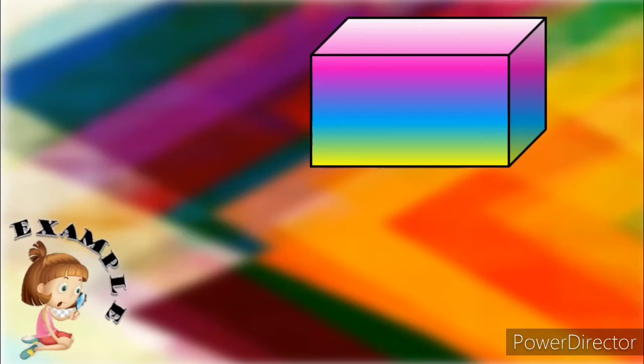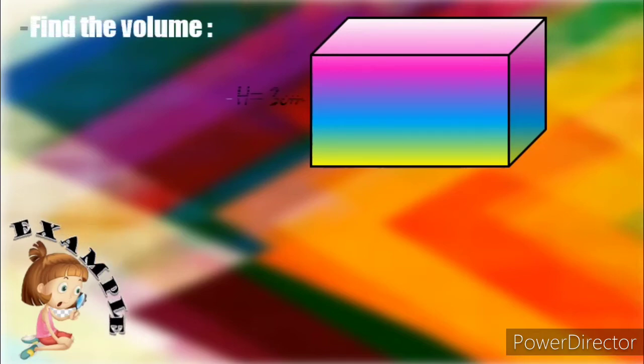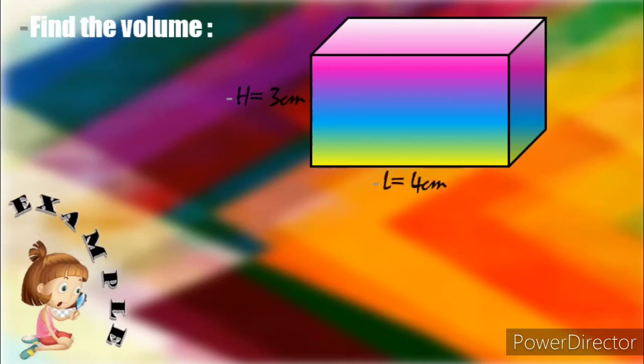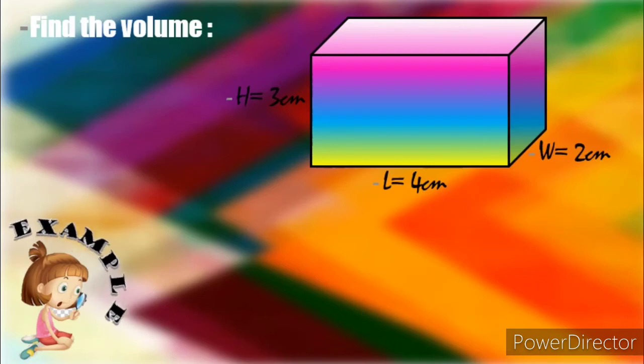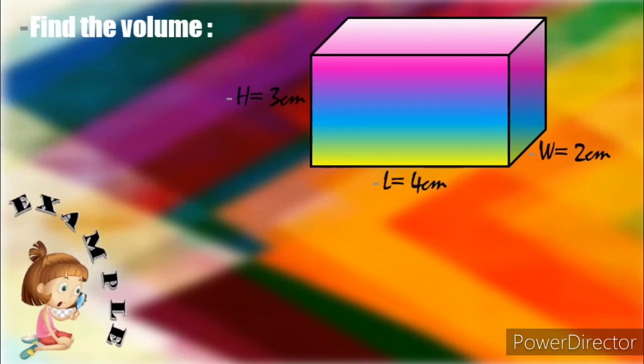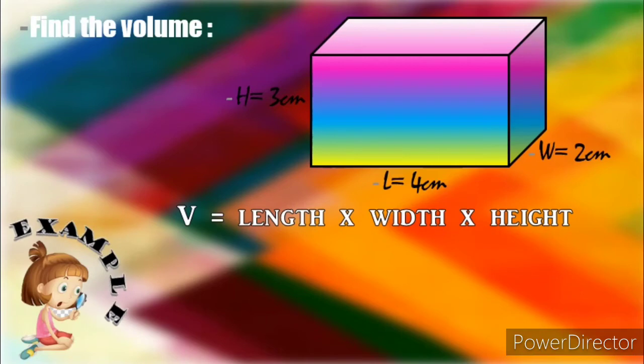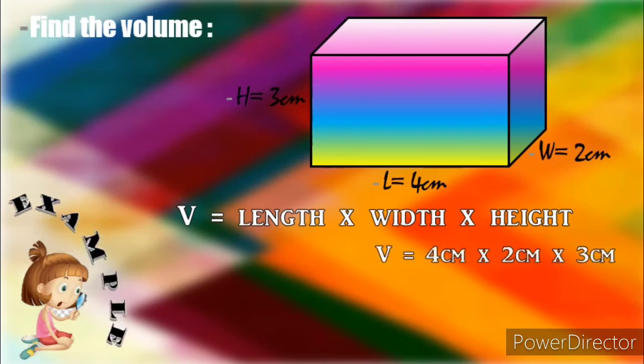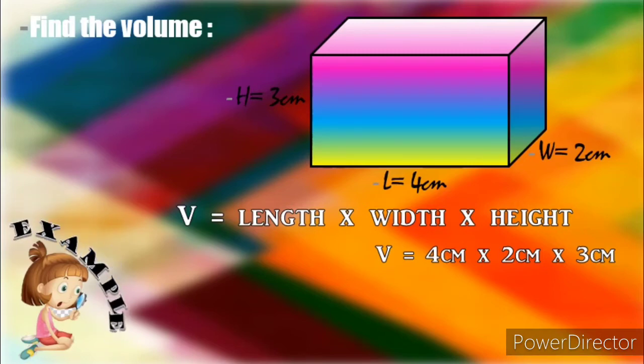For more details, let's have an example. Find the volume of this rectangular prism with a height of 3 cm, length of 4 cm, and width of 2 cm. Again, what is the formula in getting the volume of a rectangular prism? Very good. Volume equals length times width times height. First step, we'll substitute the values of length, width, and height. Length of 4 cm times width of 2 cm times height of 3 cm.